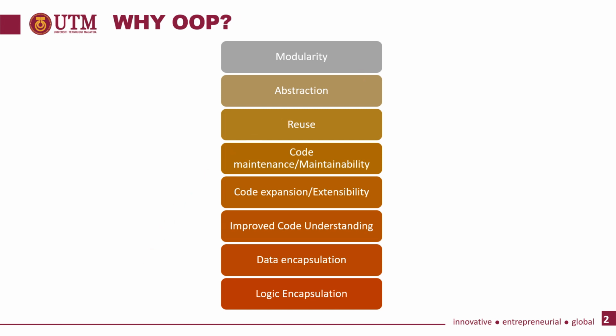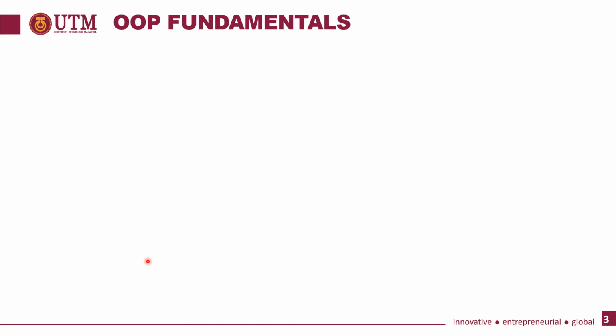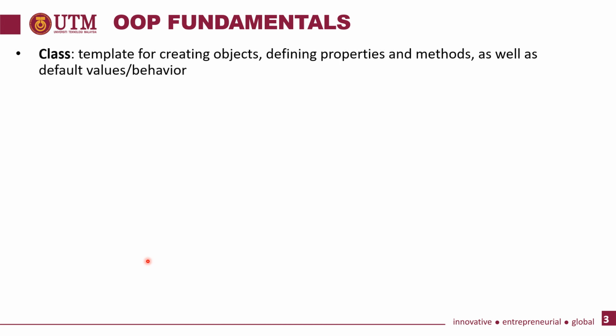Alright, next let's take a look at some of the OOP fundamentals. The first fundamental is class. A class is a template for creating objects, defining properties and methods, as well as default values or behavior. Later on I will show you some examples of a class and how you create an object from the class itself. Inside the class they have properties and methods, and the class also has default values or behavior.